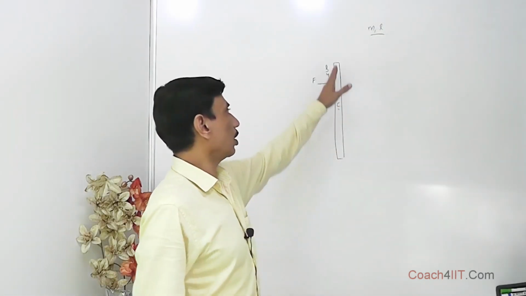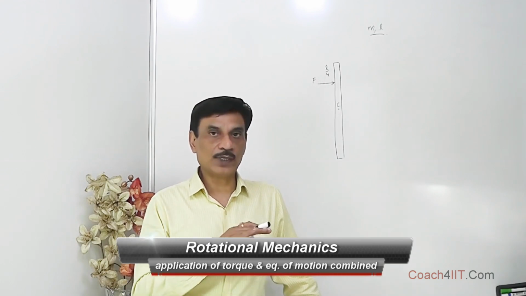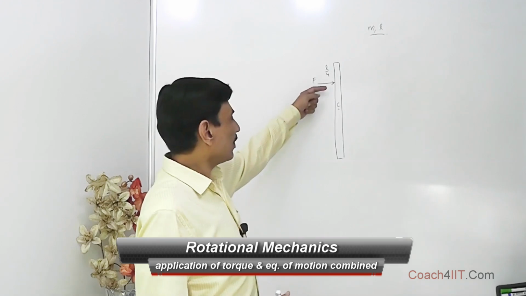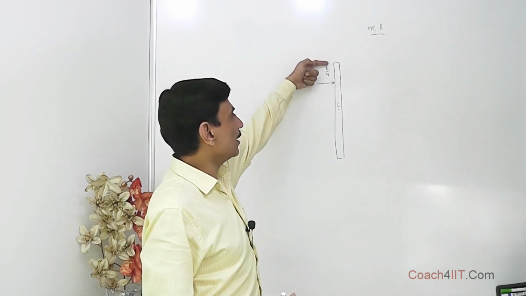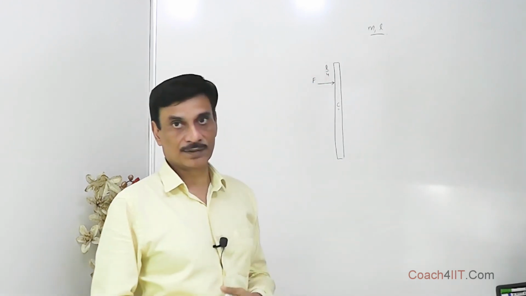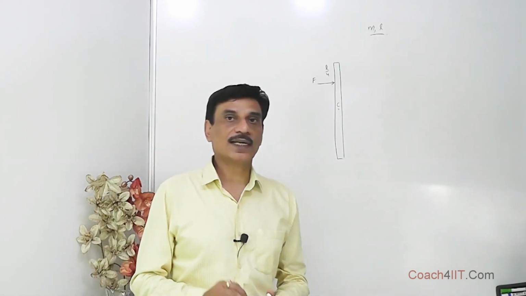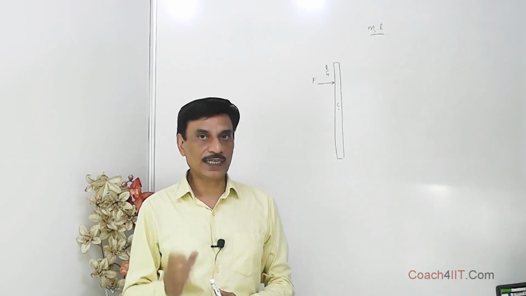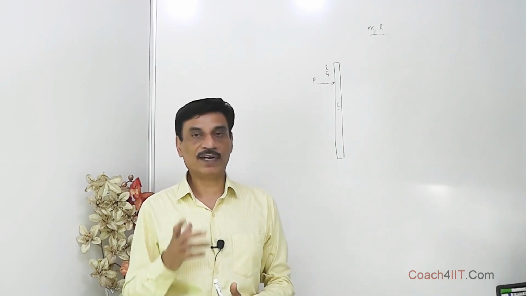We have a rod of uniform linear mass density which is lying on a horizontal frictionless surface. Force F is applied in this direction at a distance L/4 from this end. We are asked, is there any point on this rod of zero acceleration? We have to find that point.